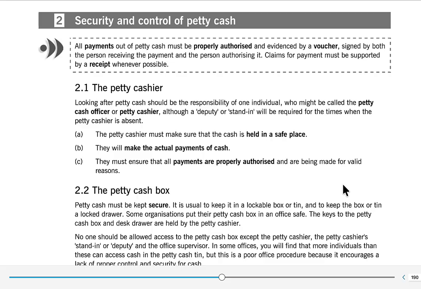Lesson 2, the simple control story. Let me tell you the whole lesson in one simple story. Step 1, someone requests petty cash. Step 2, the request is approved by the correct person. Step 3, a voucher is prepared. Step 4, the petty cashier pays the cash. Step 5, the person receiving cash signs. Step 6, a receipt is attached when possible. Step 7, the payment is recorded. Step 8, later, the cash is counted and checked. This is security and control in action.